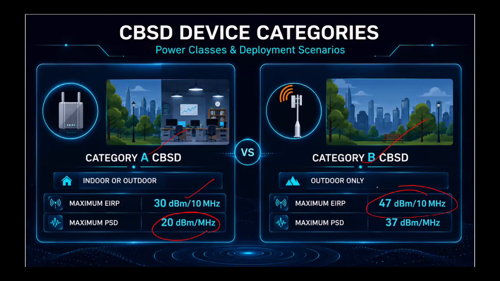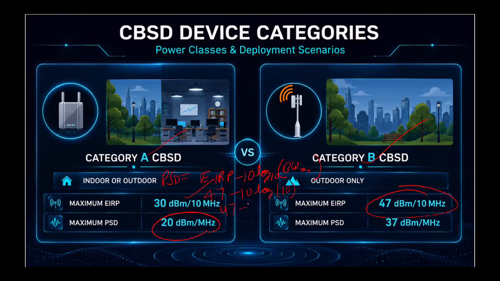Do you know the relation between PSD and EIRP? Okay, thank you. Yes, you are right. PSD is equal to EIRP minus 10 log10 of bandwidth in megahertz. Right? Suppose our EIRP is 47 and our bandwidth is 10.